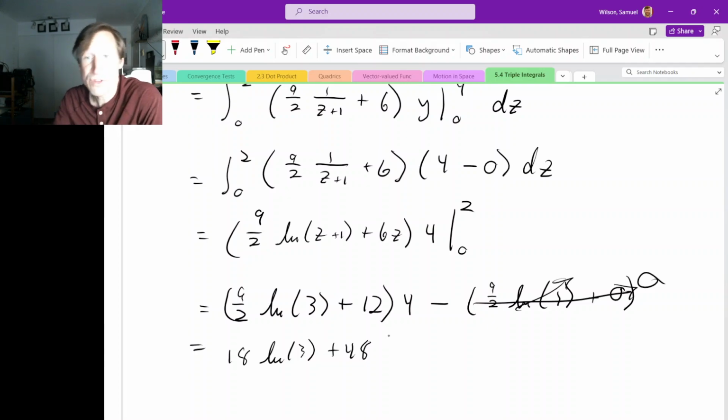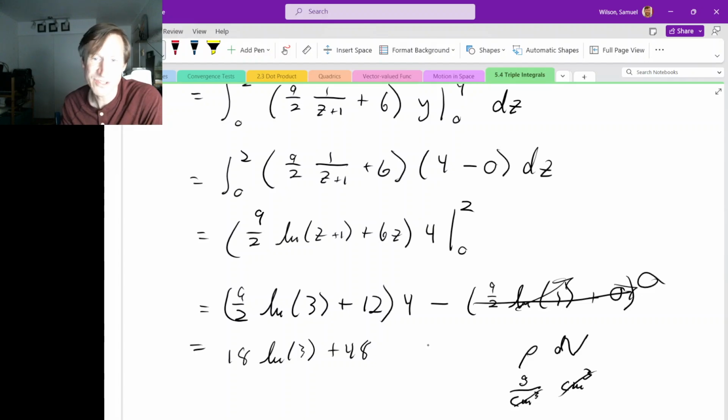Okay, now for the units, our density was in grams per cubic centimeter, and we multiplied this by a volume, an infinitely small volume, dV. That's going to be in cubic centimeters, and so the cubic centimeters cancel, and that means that this final mass is in grams, which is good because that's a mass unit.